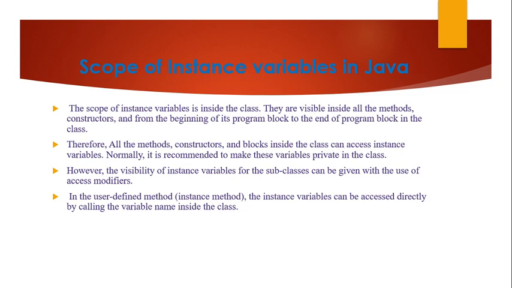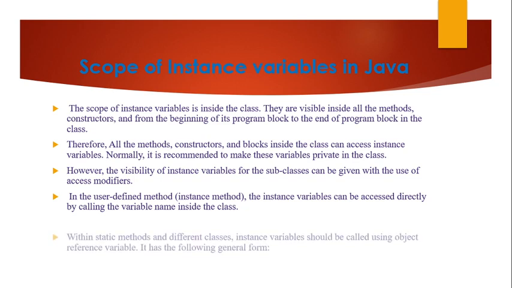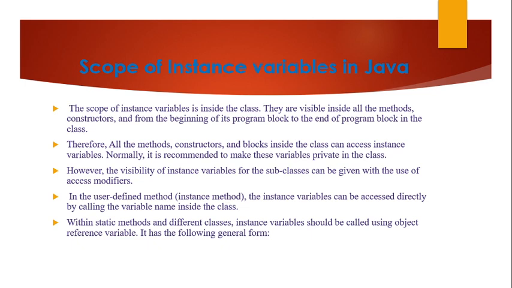However, the visibility of instance variables for the subclasses can be given with the use of access modifiers. In a user-defined method, that is an instance method, the instance variable can be accessed directly by calling the variable name inside the class. Within static methods and different classes, instance variables should be called using an object reference variable. It has the following general form, syntax: object reference dot variable name. As instance variables are object variables, we use an object reference before calling them.